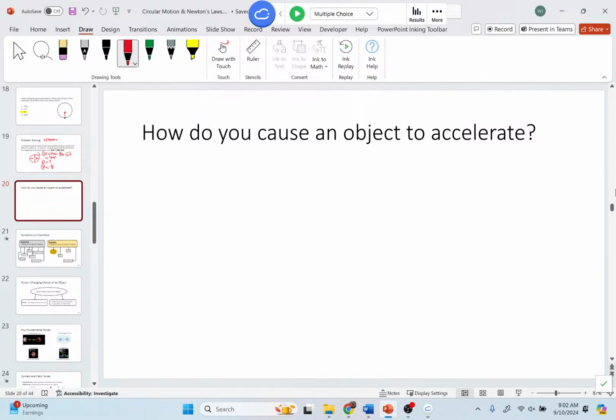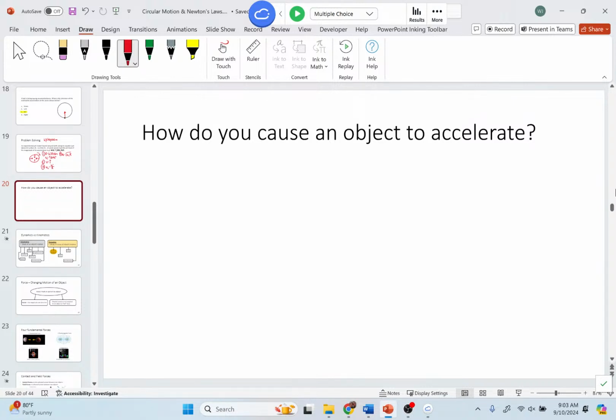Yeah, you could chuck it. Great, I accelerated it. It wasn't moving, now it is. Now it's not. Why did it stop moving? Hit a wall. All right, what are some other buzzwords? No one said the buzzword yet. Force. What is a force? How do you know if something's a force?